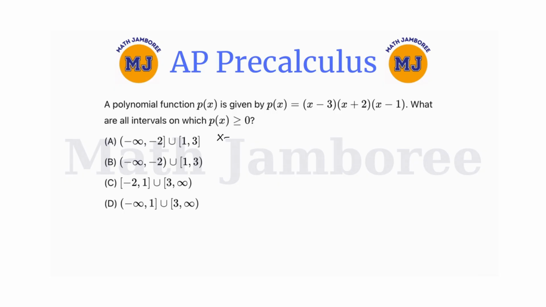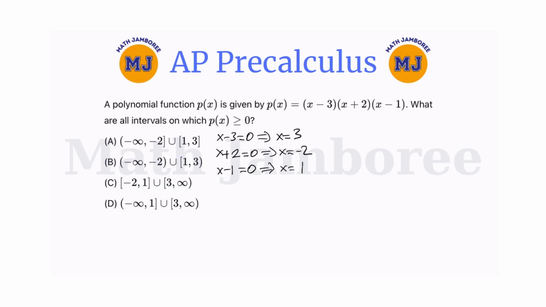x minus 3 equals 0, then we will have a value of x as 3. x plus 2 equals 0, then x is negative 2. And x minus 1 equals 0 gives us x as positive 1. So the roots are 3, negative 2, and 1. These are the points where the polynomial is equal to 0.